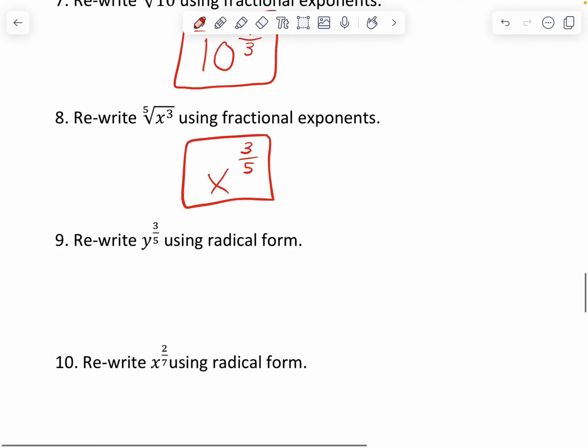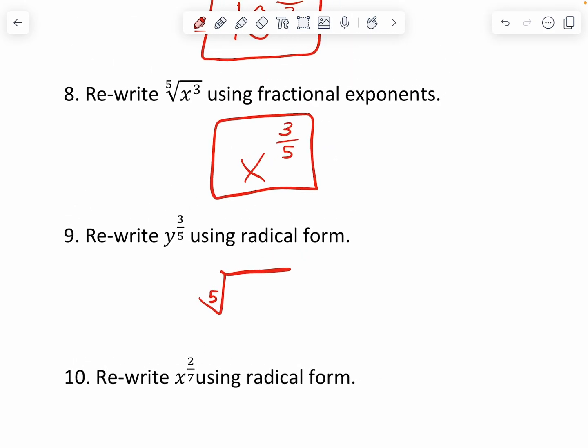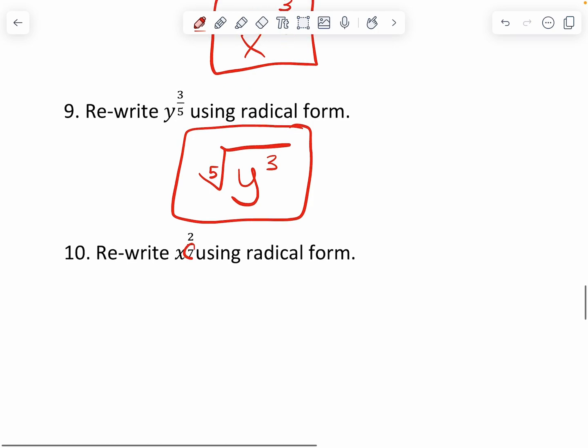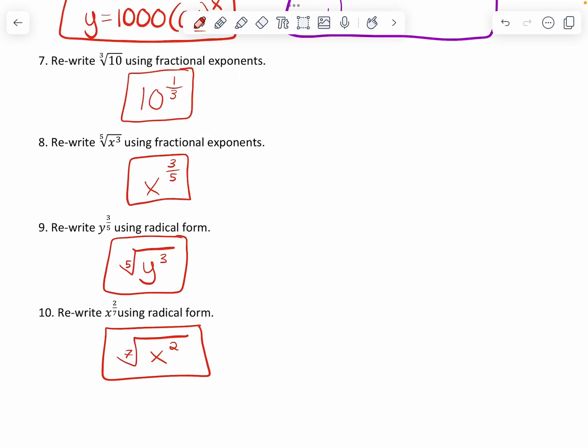Now I could go backwards and do the same thing. I know the denominator of the fractional exponent is the index of the radical. And I know that my y must be raised to the third power if that's the numerator of the fractional exponent. And then same thing in number 10. 7 is the denominator of the fractional exponent, so that must be the index of the radical. And x must have been raised to the second power if that's the numerator of the fractional exponent. So pretty easy, just switching back and forth between fractional exponents and radical form.